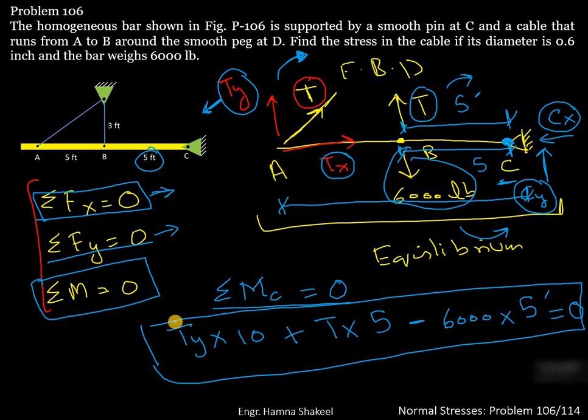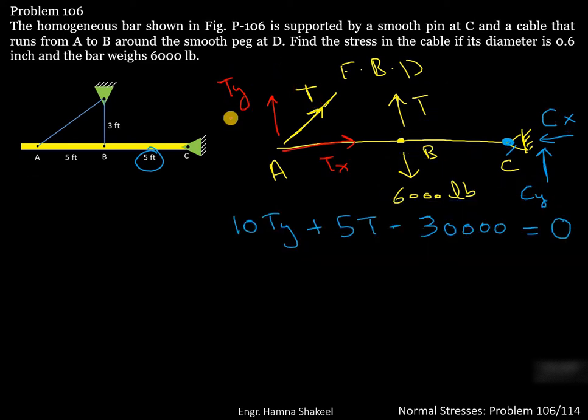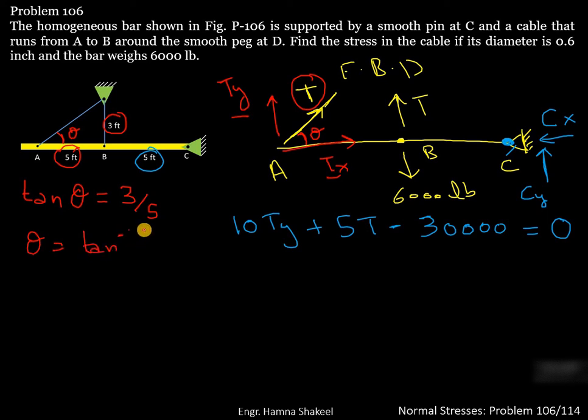To further solve this equation, you need to know the value of Ty. To resolve this T force into Ty and Tx, you need to know the value of the angle here. So this angle is the same as this one. So from here you can see that tangent theta is equal to 3 divided by 5. So from here you can say that the angle here is equal to tangent inverse 3 by 5.